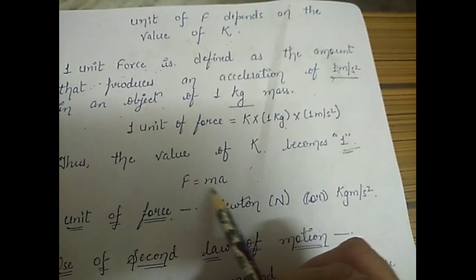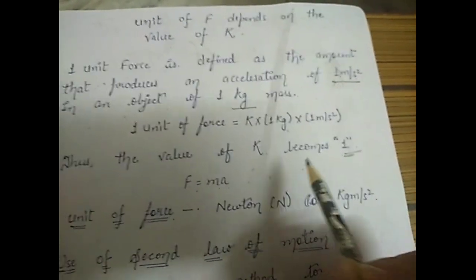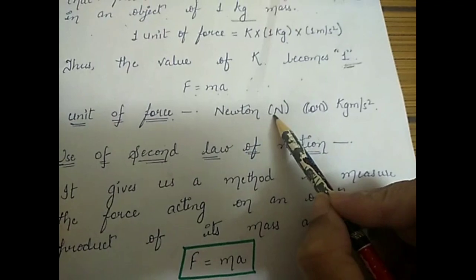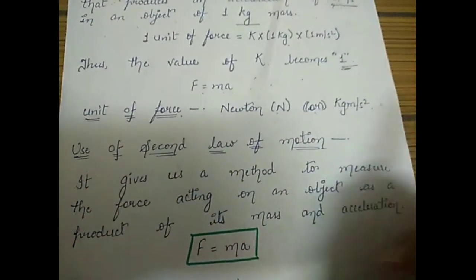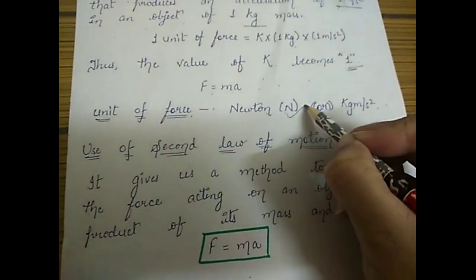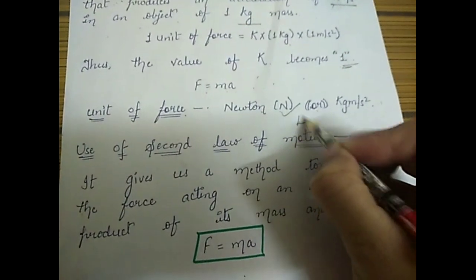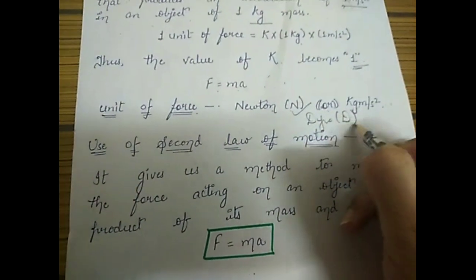And what do we get then? F is equal to ma. Now the unit of force is Newton, or kilogram meter per second square. We denote Newton by N, and its CGS unit is dyne, D.